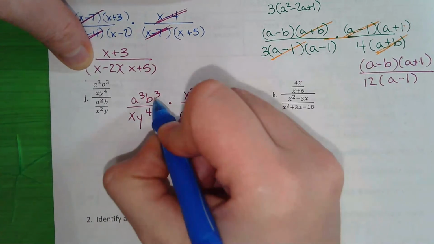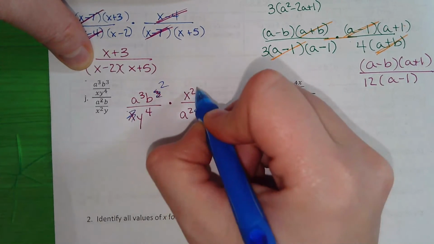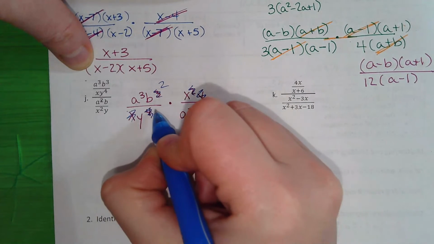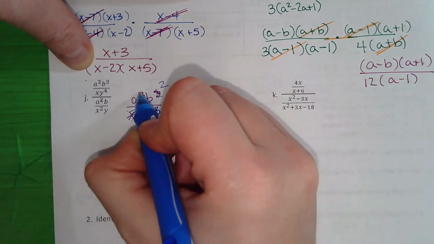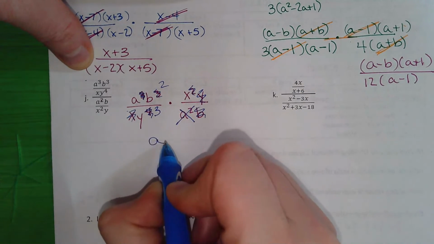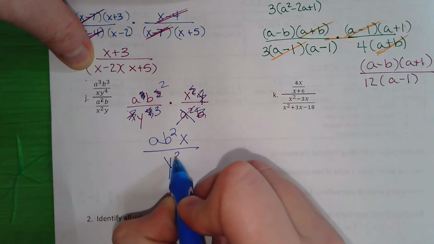So this b cancels out with one of those. This x cancels with one of those. This y cancels out with one of those. A squared, there's 2, cancels out with 2 of these, so that leaves me one a. So that leaves me with a b squared x over y cubed.